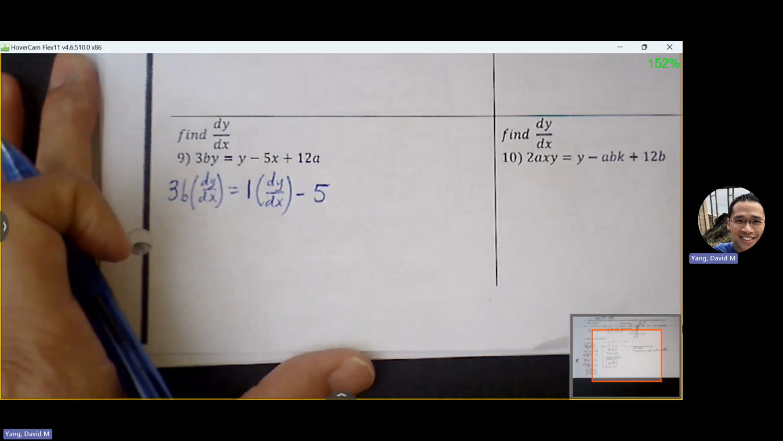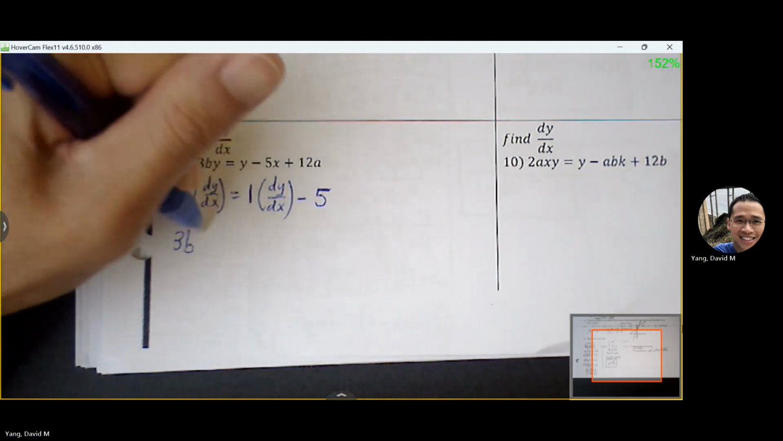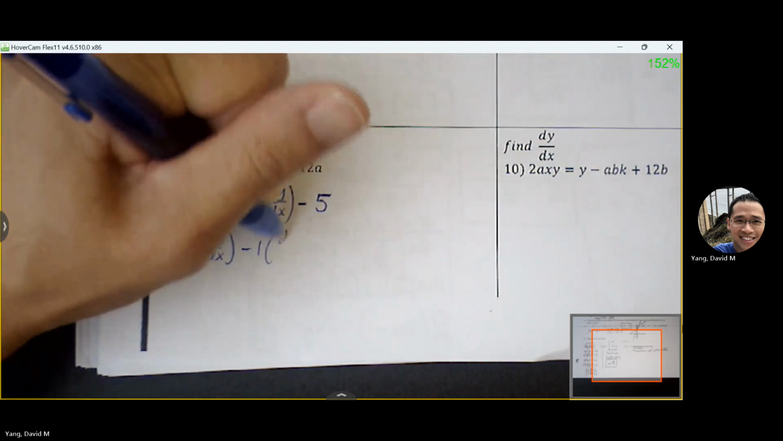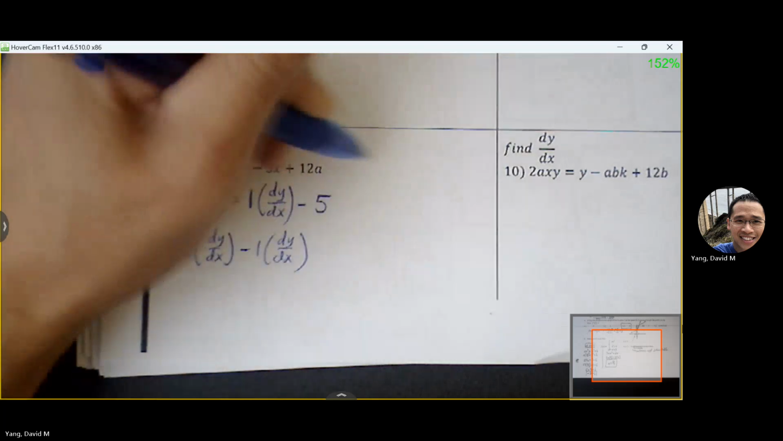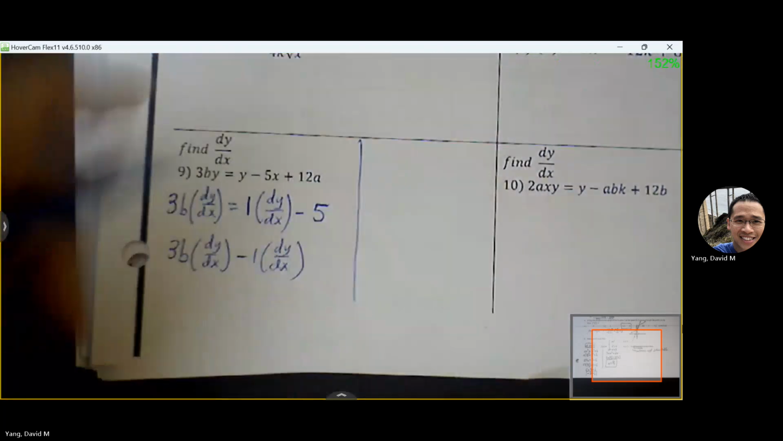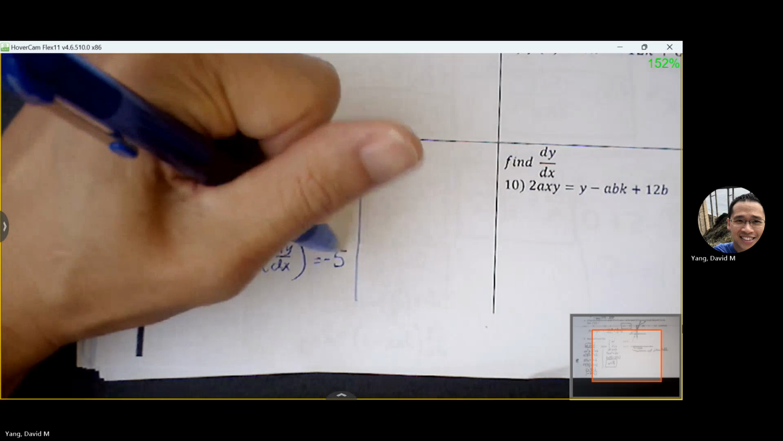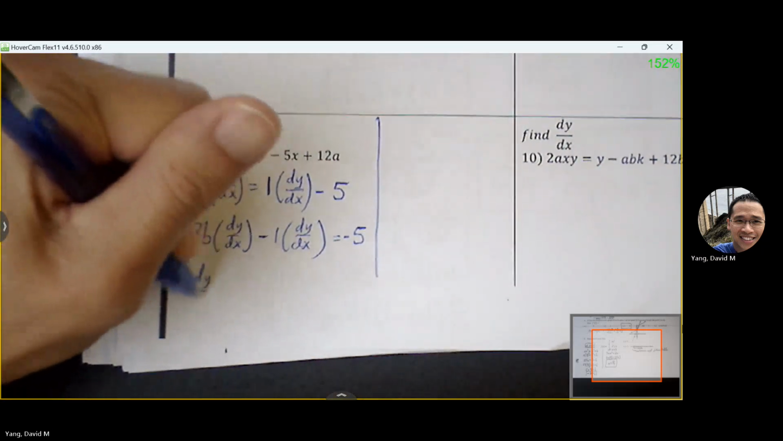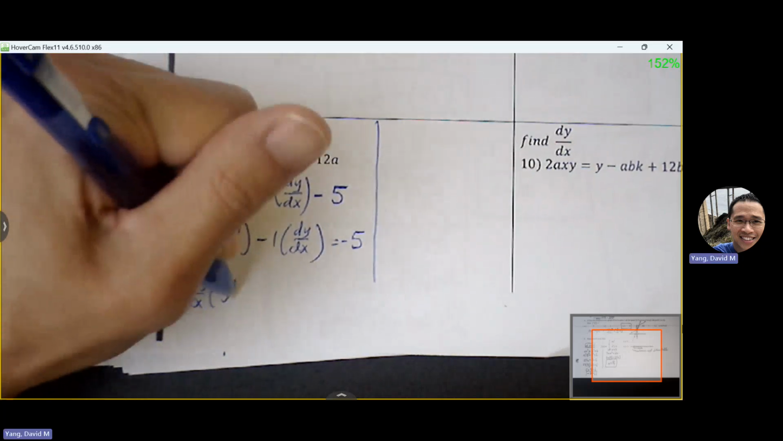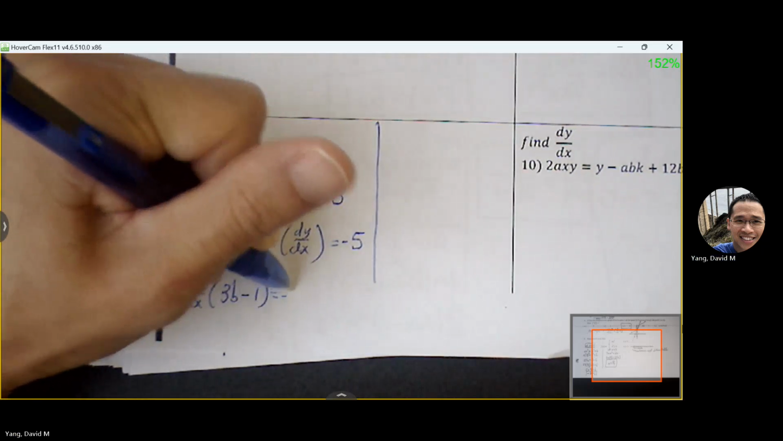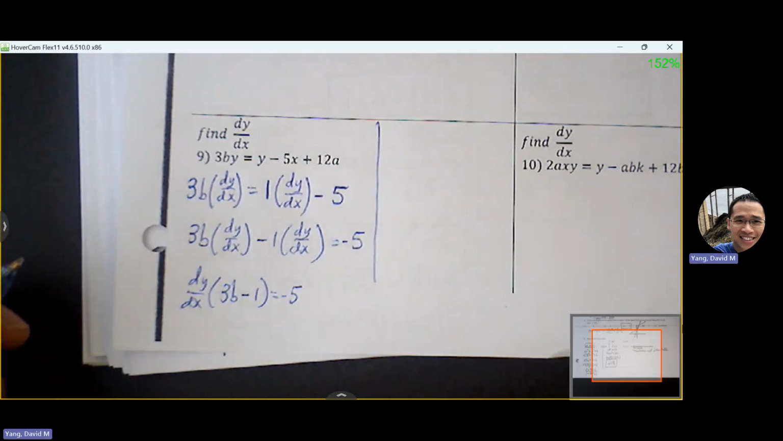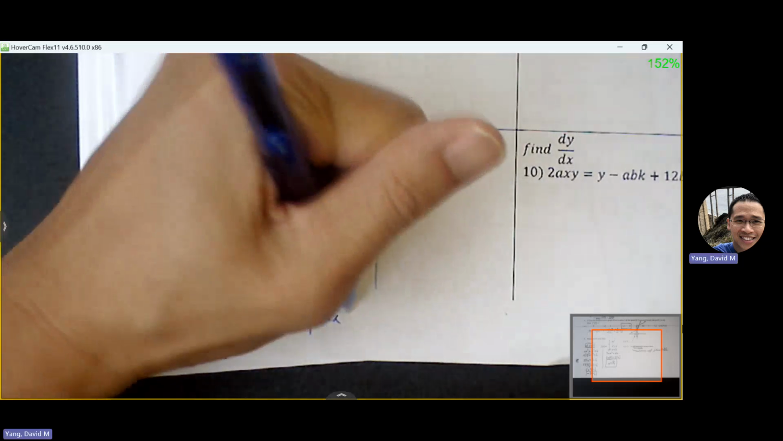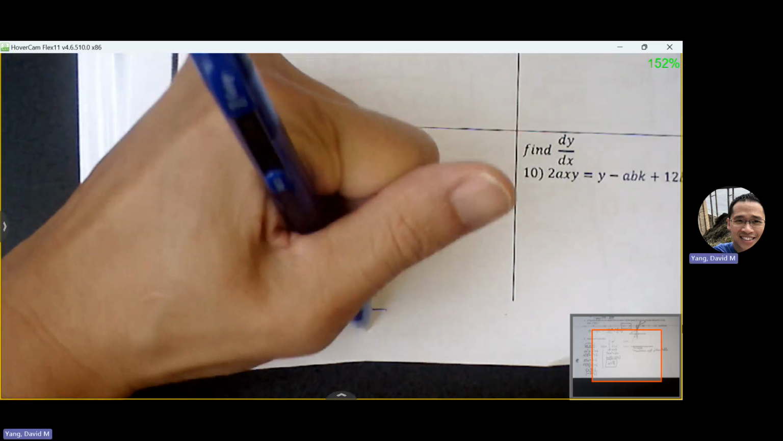Okay, we're going to collect the dy dx terms on the same side, factor out the dy dx. We're left with 3b minus 1 in the parentheses, and then divide the 3b minus 1 over, and then my dy dx is just negative 5 over 3b minus 1.